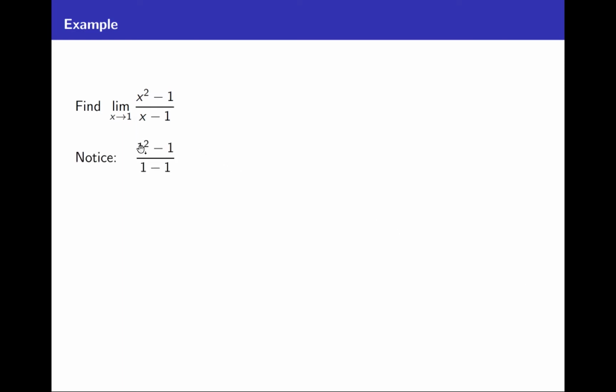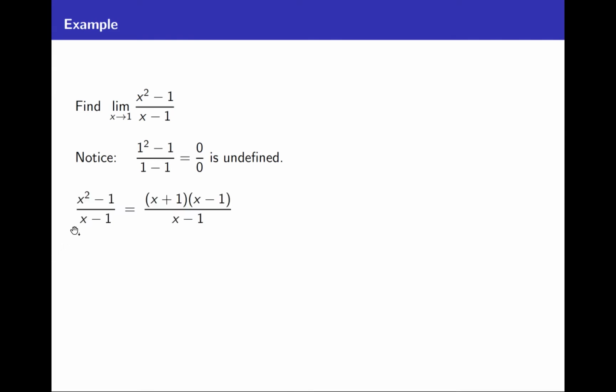Notice that 1 is a bad point for this function. If you tried to plug in 1 to x squared minus 1 divided by x minus 1, you'd get 0 over 0, which is undefined. Yet, in this example, we're asking, what is the limit as x approaches 1 of x squared minus 1 over x minus 1? What is the limit of the function as x approaches this bad point, 1, that can't be plugged into the function?